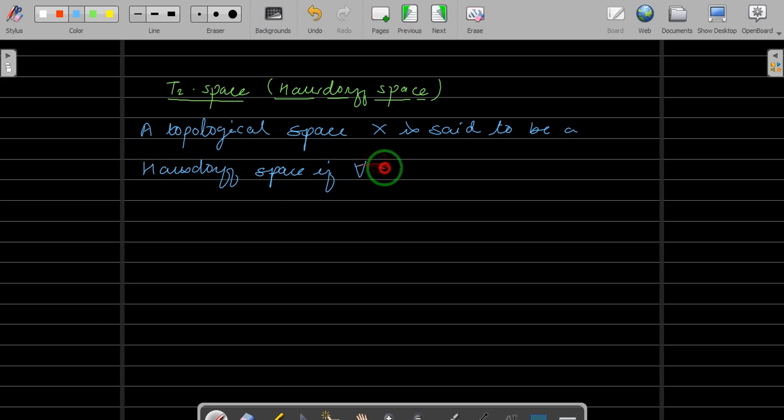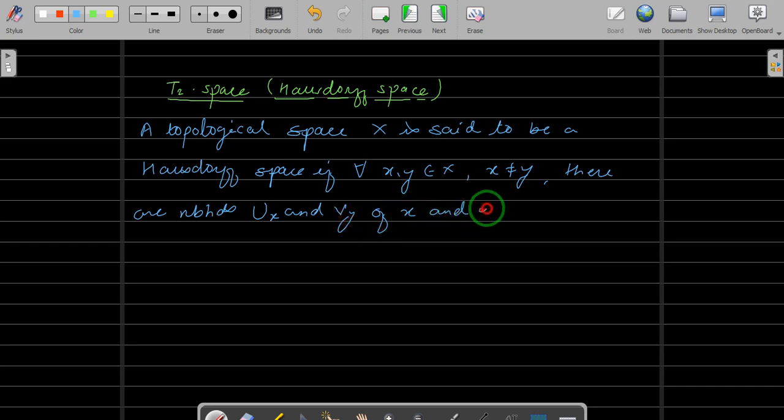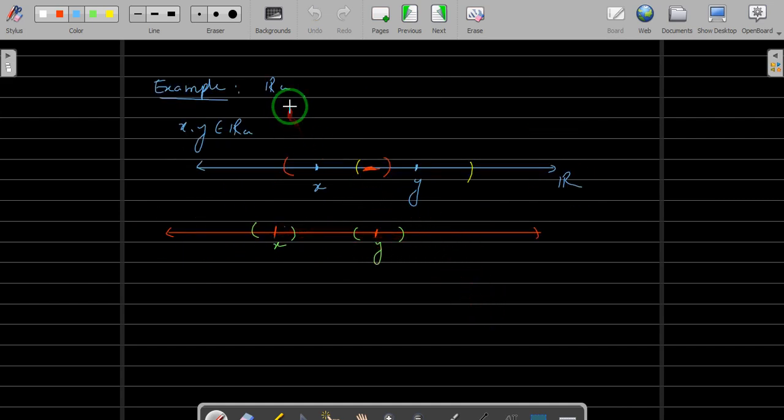if for all x and y belonging to X, x not equal to y, you take any two points in X which are distinct, there are neighborhoods, let us take the same Ux and Vy, of x and y respectively, such that the intersection, that is Ux intersection Vy, is empty. Okay, as an example, R with the usual topology is a T2 space, it's a Hausdorff space.